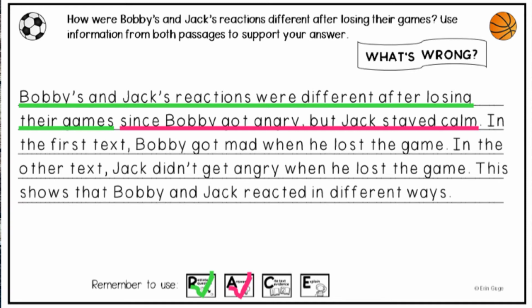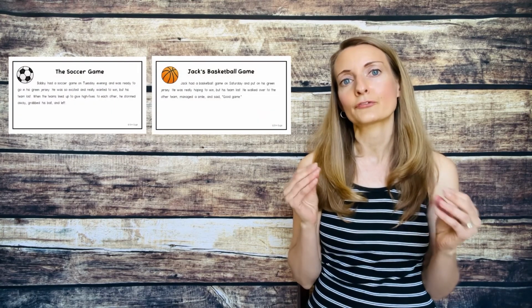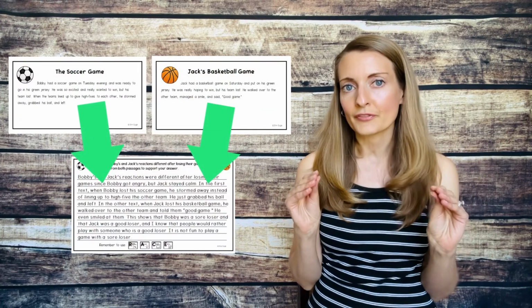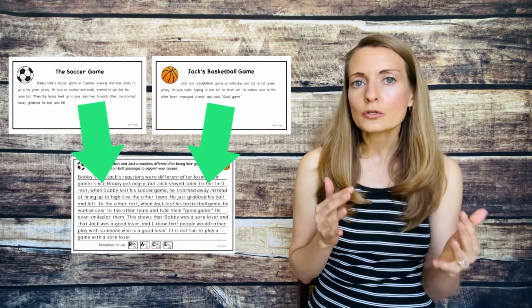Did it cite text evidence to prove that Bobby was angry, but Jack was calm? No, it did not. It did not tell details from the two passages about what they actually did or said in their reactions. It just repeated that Bobby got mad, but Jack didn't. We definitely don't want to just repeat the answer. We want to give details from each text to prove that the answer is right. How did we know Bobby was mad? How did we know Jack was calm? We need details from each text.